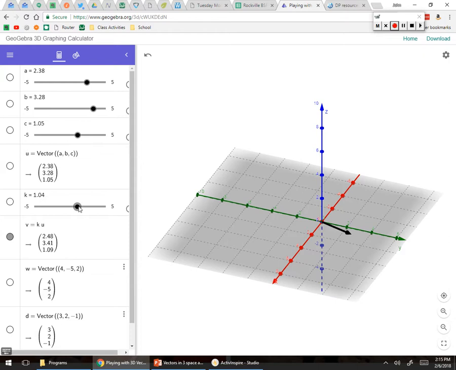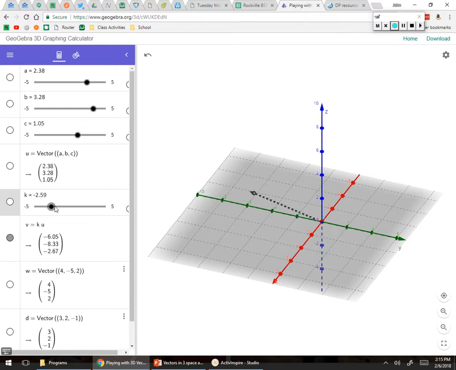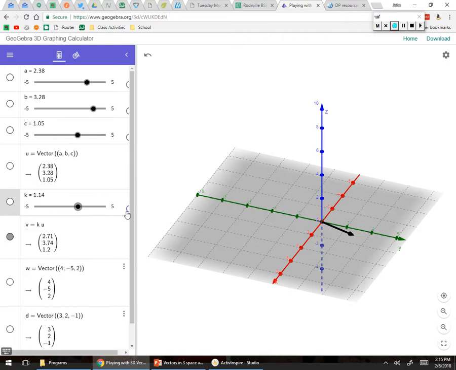Right now the K is like 1.04, but obviously we can make K be bigger. It's getting longer. Or negative. Oh my god, it's negative. Isn't that exciting?